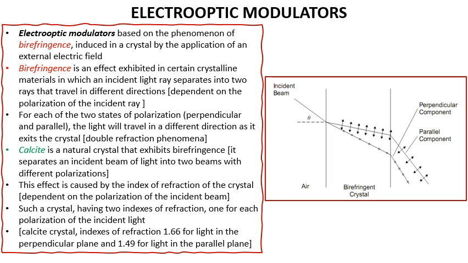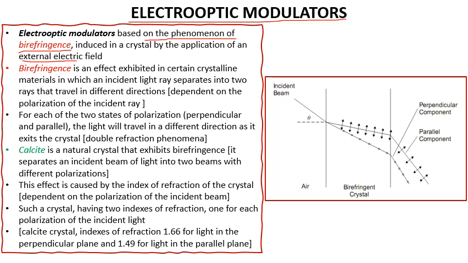This is the first kind of modulator we are going to study here, and this modulator is actually based upon the phenomenon of birefringence, which is induced or introduced in the crystal because of the electric field. Birefringence is a certain kind of property of certain crystals that they show the double refraction phenomenon. And this refraction depends on the polarization.